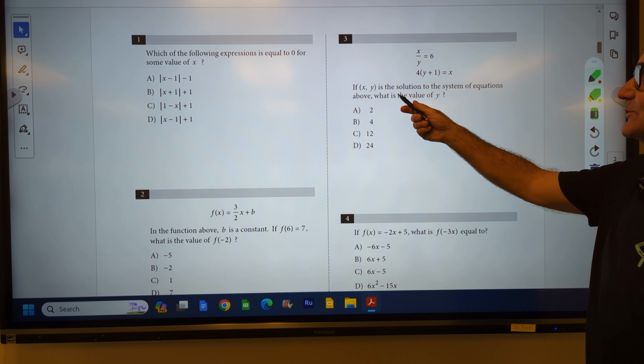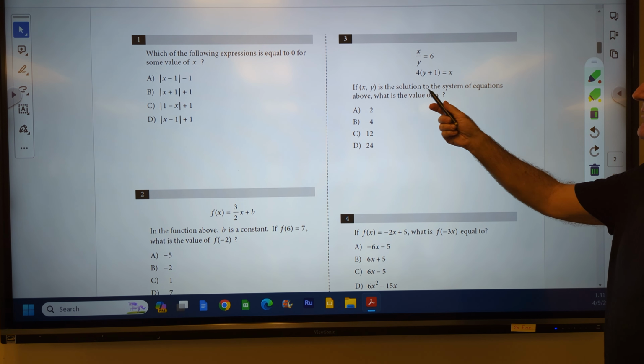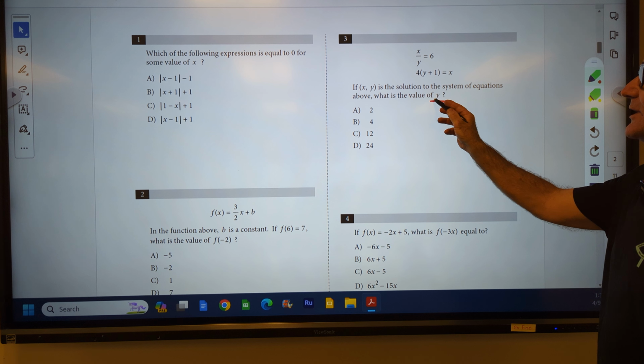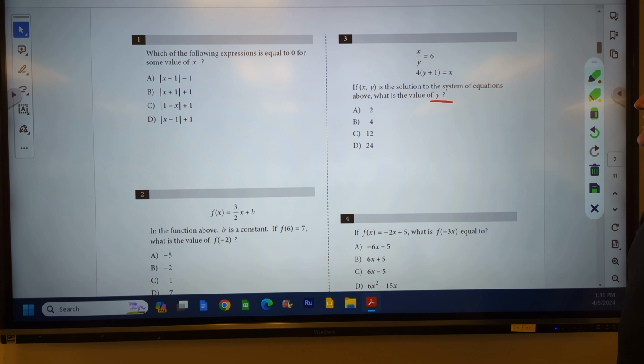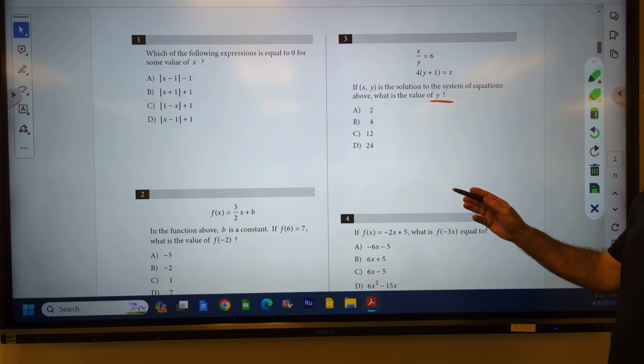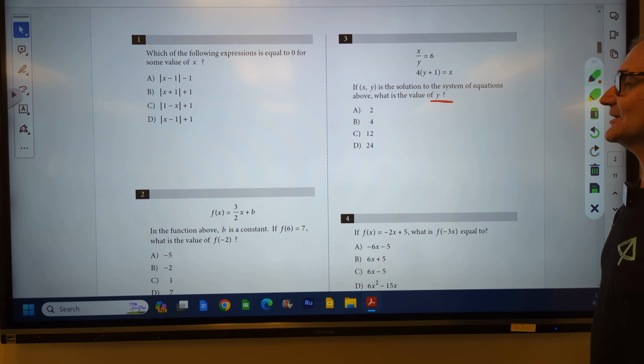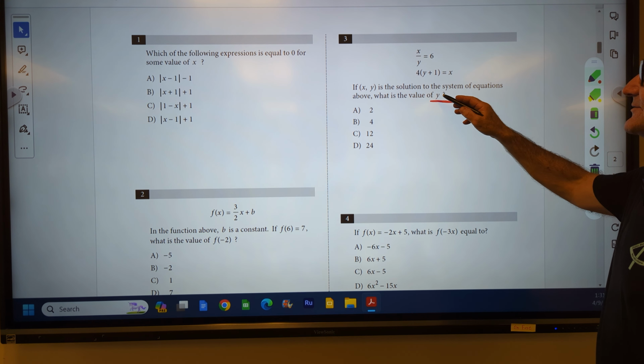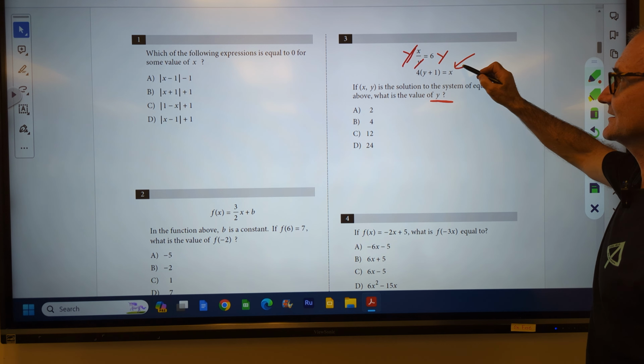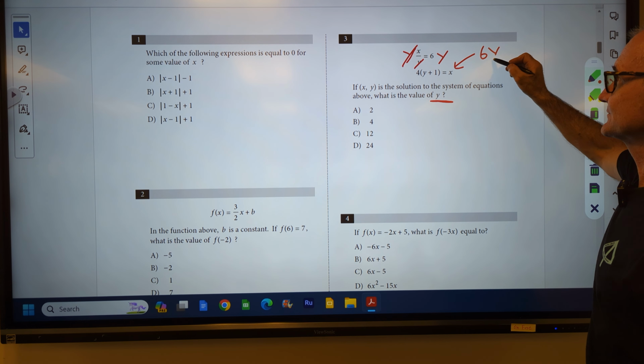Number 3, xy is the solution. However, we only want to find the value of y. Probably one of these is deliberately the value of x is an automatic distractor. So if I want to solve for the value of y, best to get everything in terms of y. So I'm going to cross multiply here on that first equation. These are going to cancel, and I have 6y is equal to x. So I'm going to replace this x right here with that 6y.